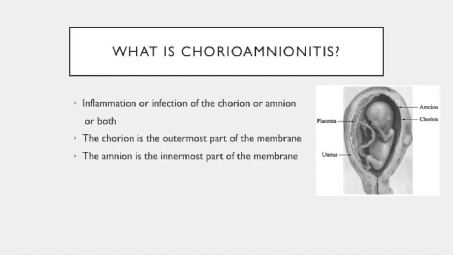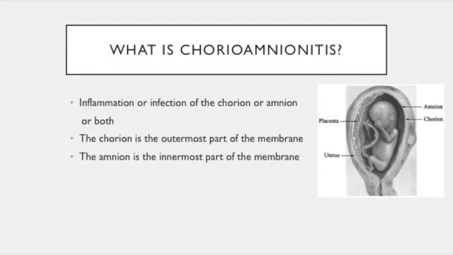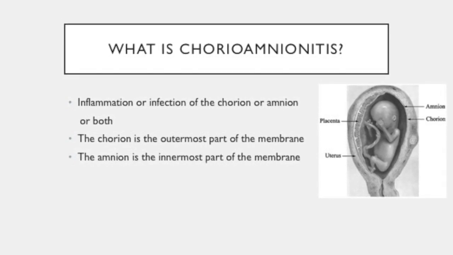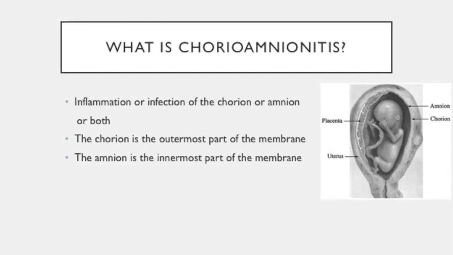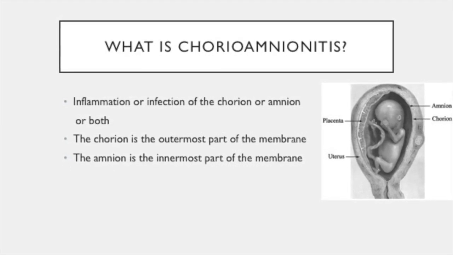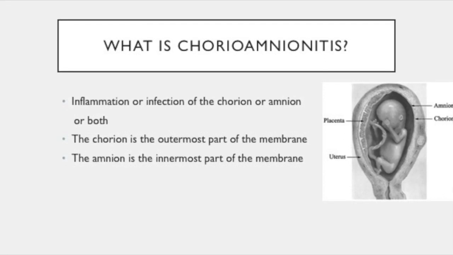The chorion is defined as the outermost membrane surrounding an embryo, and it contributes to the formation of the placenta. The amnion is defined as the innermost membrane that encloses the embryo, and this is usually caused by infection that spreads from the cervix and vagina up to the fetal membrane.